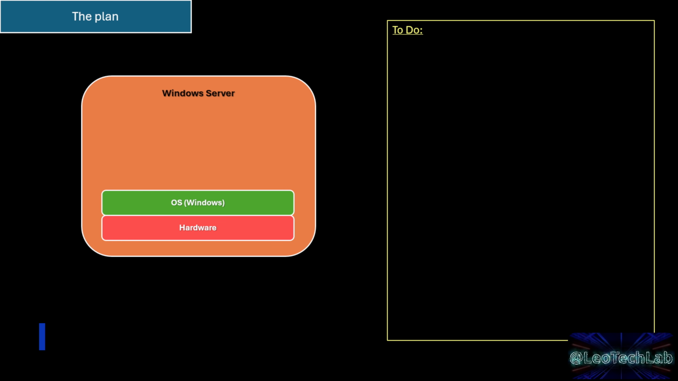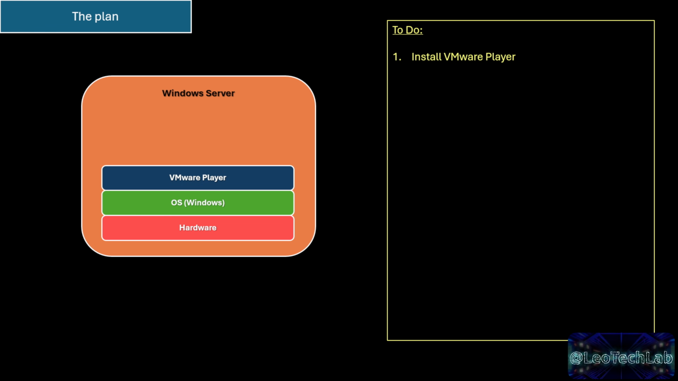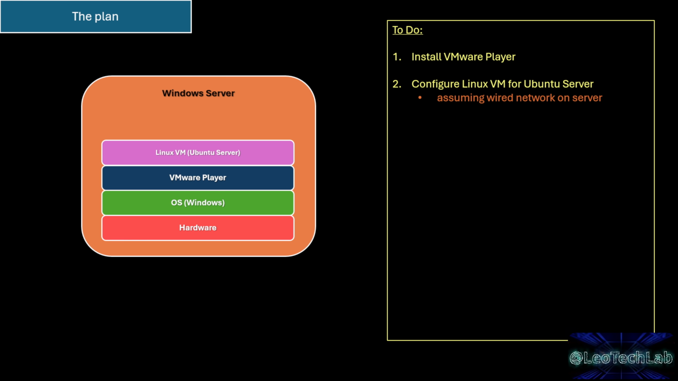Okay, so this is the plan. We're going to start with our Windows server with Windows operating system already installed. And we're going to first install VMware Player on it, our Type 2 hypervisor. After that, we're going to configure a Linux virtual machine to be used with the Ubuntu server Linux distribution. Okay, this was what I selected, but you can use whatever Linux distribution you are more comfortable with.